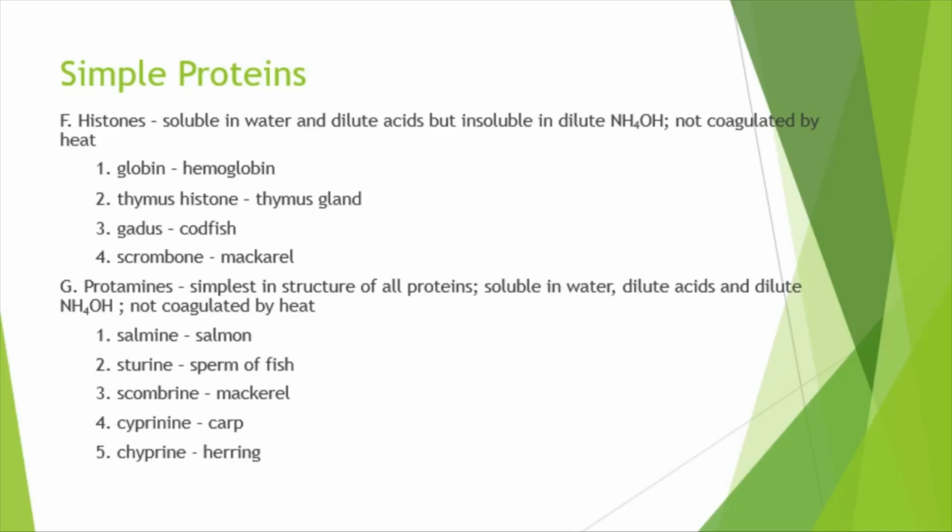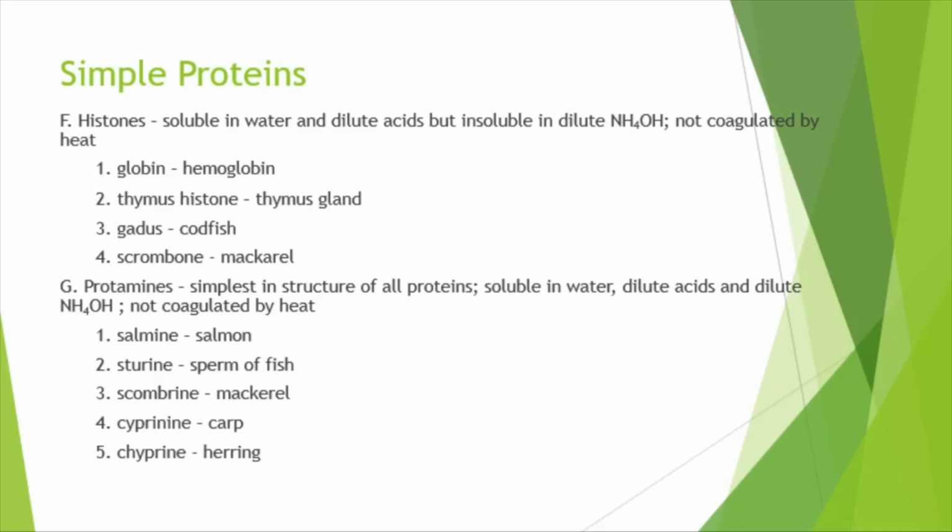We also have others. We have histones, soluble in water and dilute acids, but insoluble in dilute ammonium hydroxide, and also not coagulated by heat. Examples of this are globin from hemoglobin, thymus histone from the thymus gland, gadus histone from codfish, and scombone from mackerels.